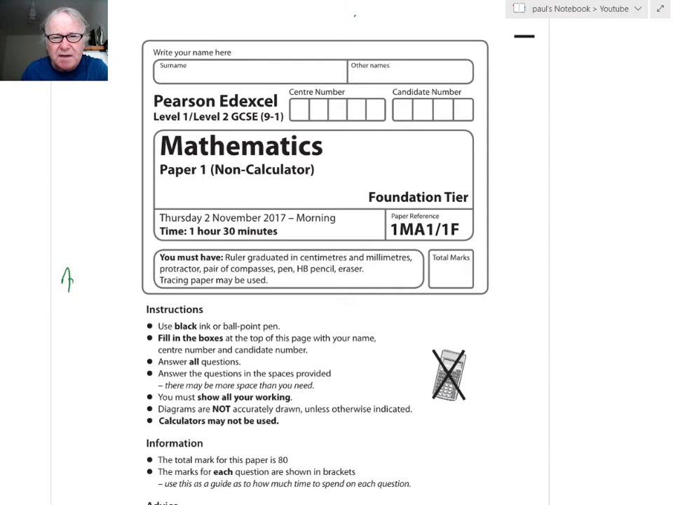Here we go. Edexcel, non-calc paper, November 17.